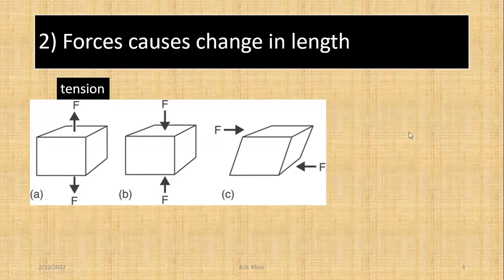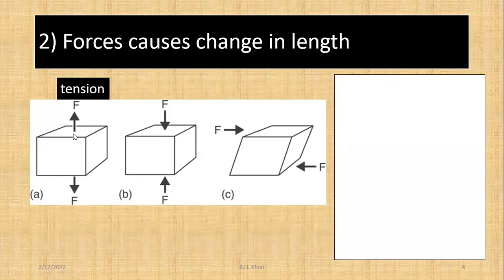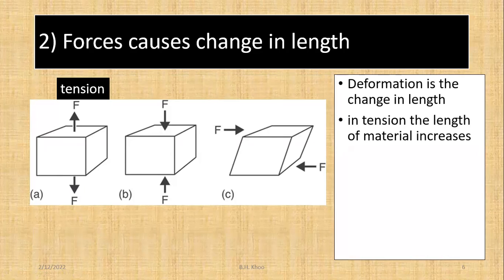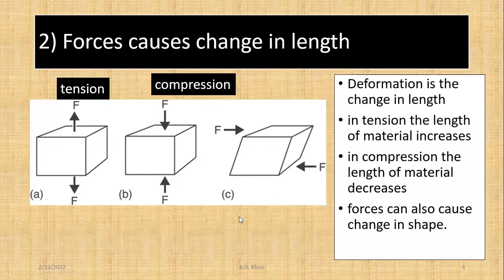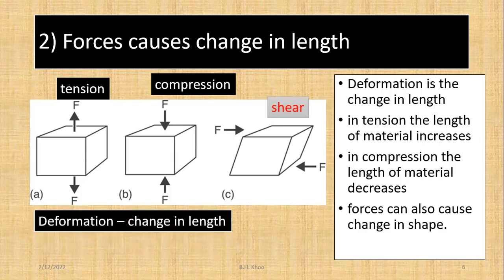Forces can change the length. Right? In this case, it's tension, where the two forces are moving away from the object, pulling the object away. So the deformation we are interested in is a change in length. In tension, the length of the material increases. In compression, like this case, the two forces go in towards the solid, and the length decreases. Forces can also cause a change in shape. This is what we are not interested in. So this is compression, this is tension, this is shear. We're not interested in this one, it is outside the syllabus. So as far as we are concerned, deformation is a change in length or change in shape.